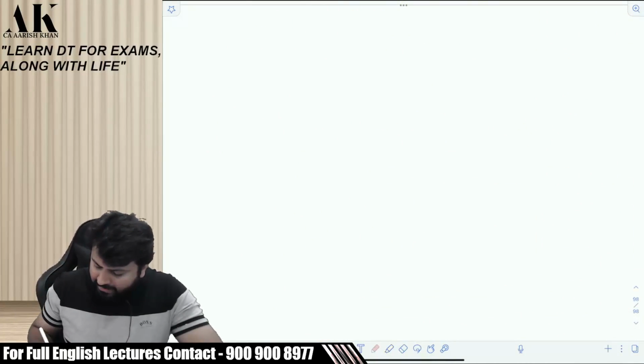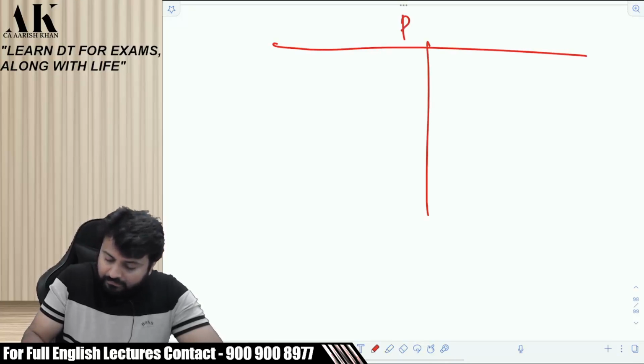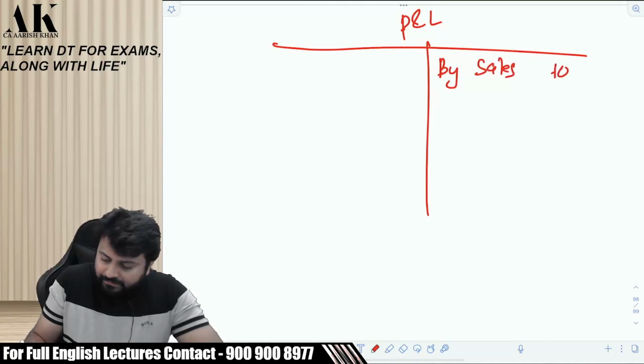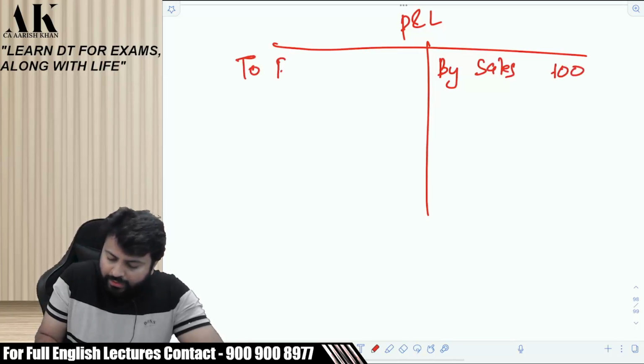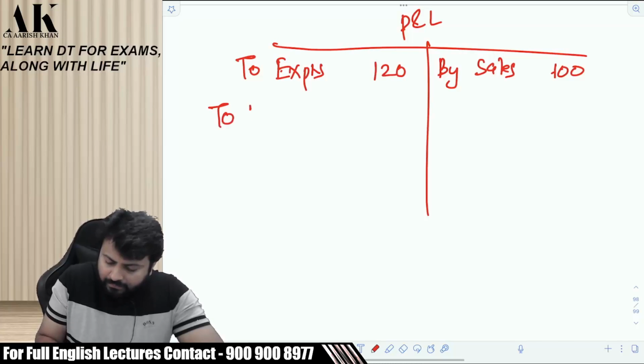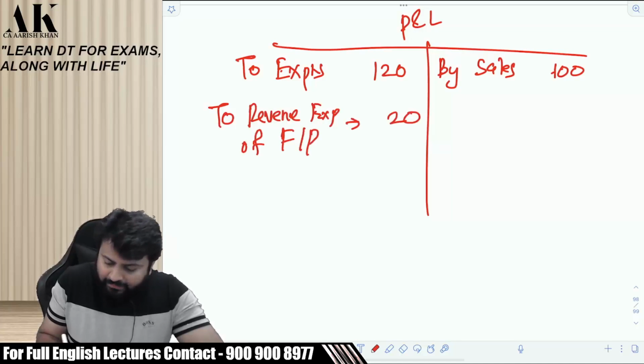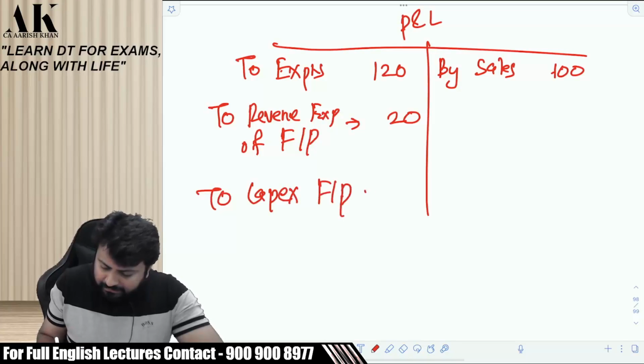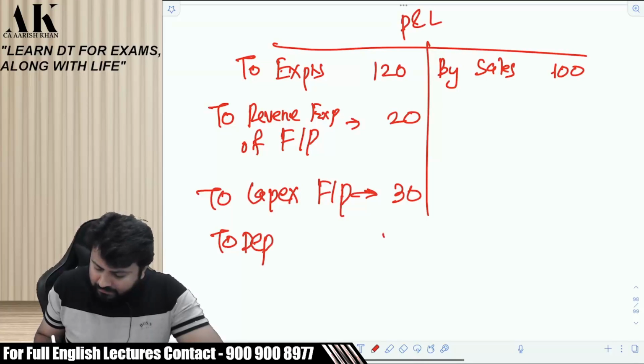Let's suppose this is the P&L of a company. By sales 100 rupees, to expenses 120, to revenue expense of family planning 20, to capital expense of family planning 30, and to depreciation 30. So there will be a total loss of how much?